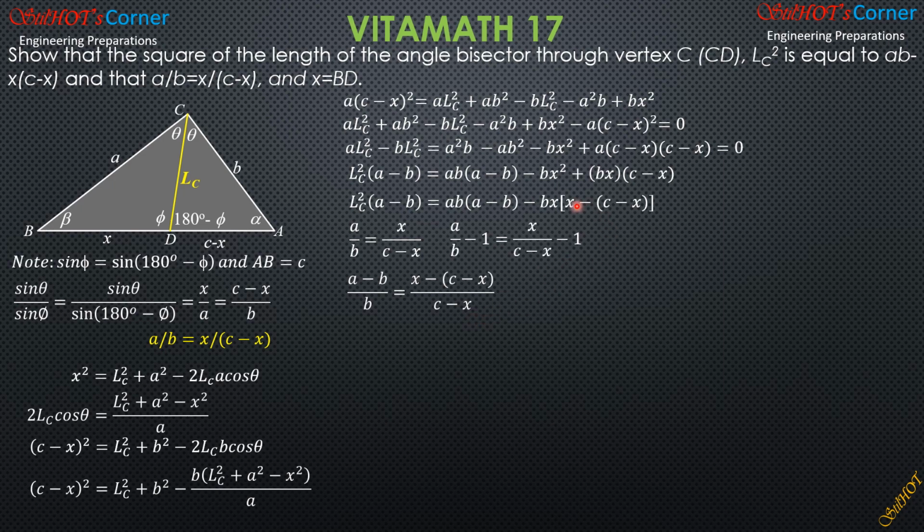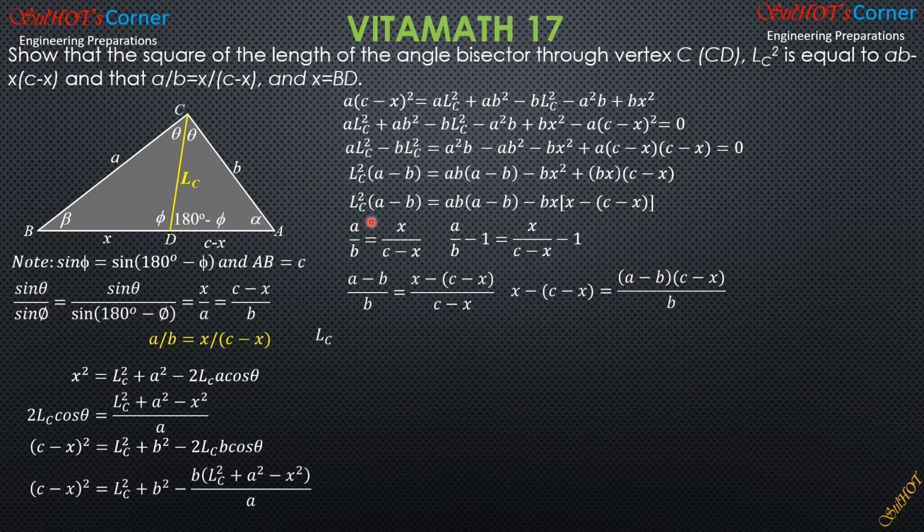Then we note that this is x minus (c minus x), which is this, and the equivalent of this one is equal to (a minus b) times (c minus x) all over b. So we replace this by (a minus b) times (c minus x) over b. So x minus (c minus x) equals (a minus b) times (c minus x) over b. We replace this factor here by this.